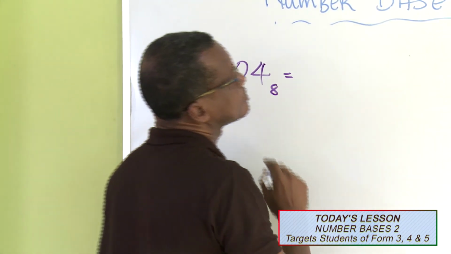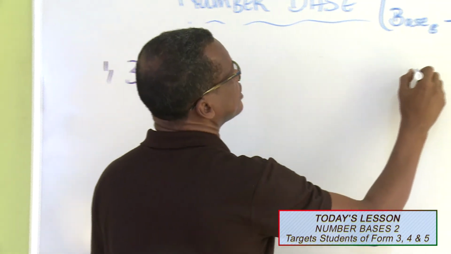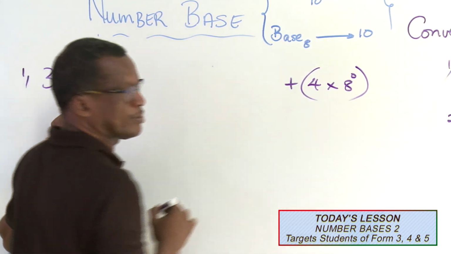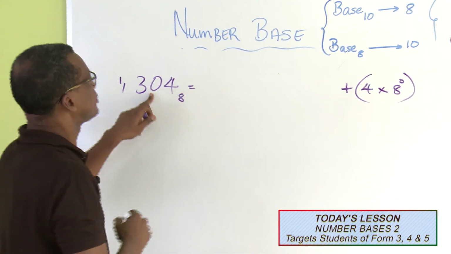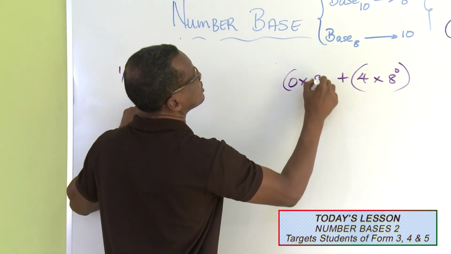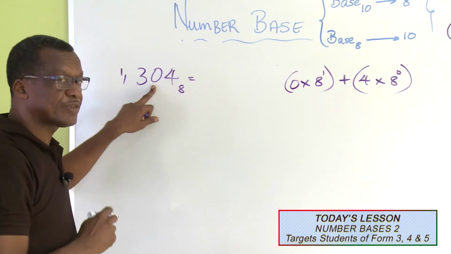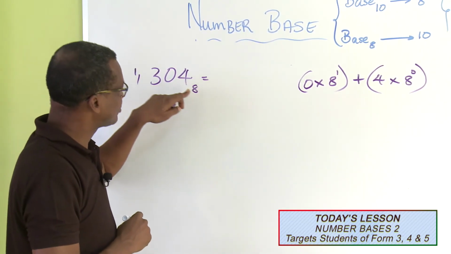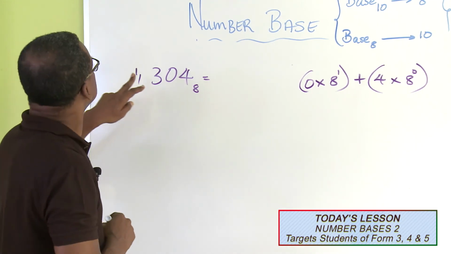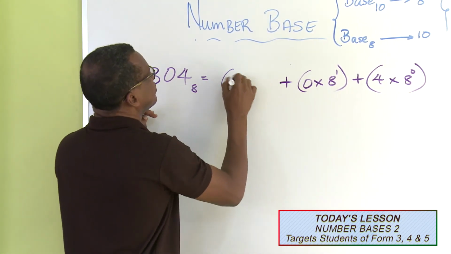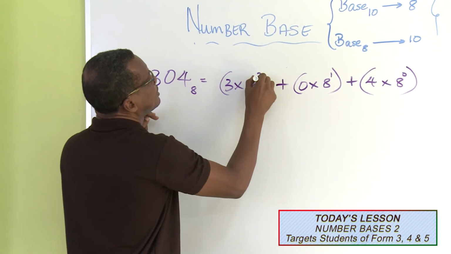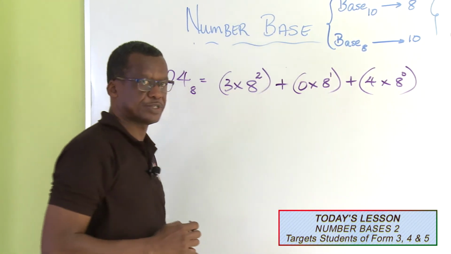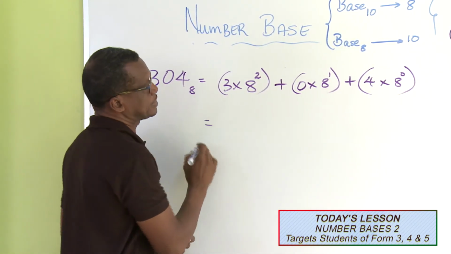304 base 8. Remember, we're thinking in groups of 8. So that would be 4 times 8 to the power of 0 for the units column. 0 times 8 to the power of 1. So that will give us the 8ths column. Okay, it's not the tens column, it's the eighths column because we're working in base 8. And plus 3 times 8 to the power of 2. Already we know that 8 to the power of 2 is 64, so we'd have to do that multiplication.